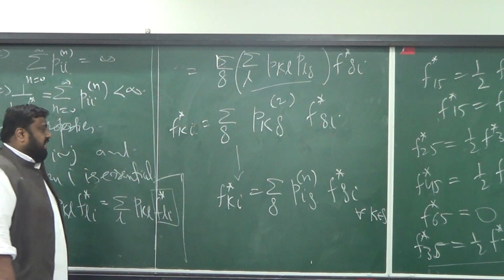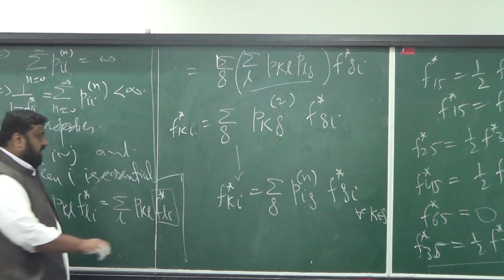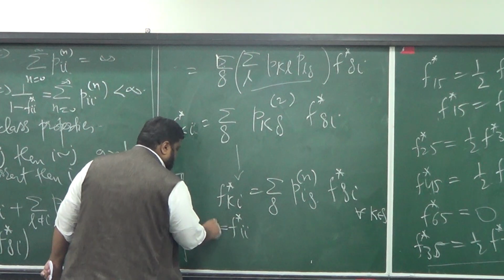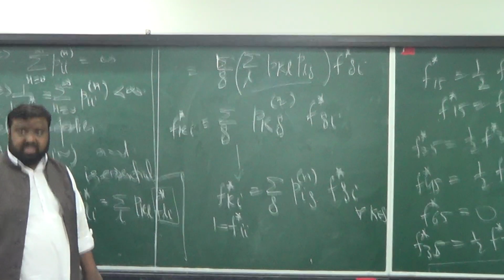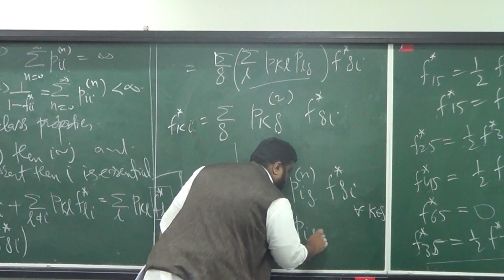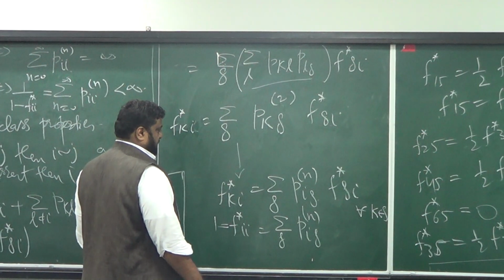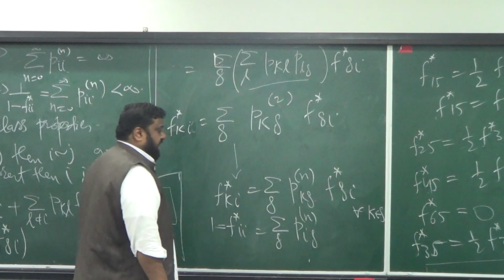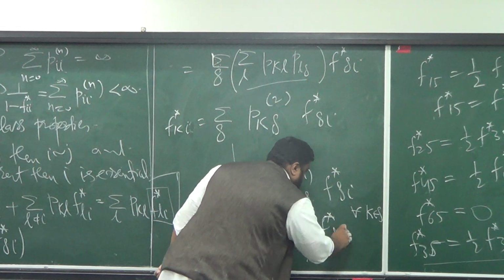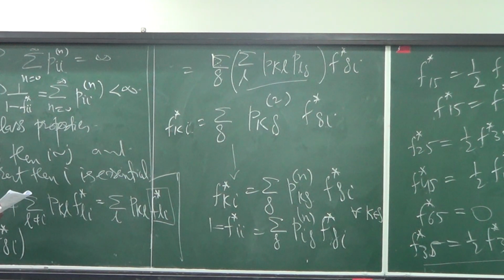In particular, let's take K to be I. So you get F star I, and I know this is equal to 1 because the state is recurrent. The other side is going to be the sum of reaching from the state I to G in n steps, and F star from G to I in some number of steps. So you're going to get this. Are you getting the point?